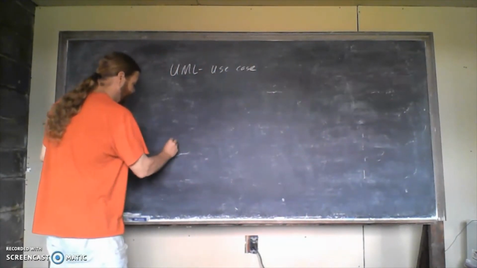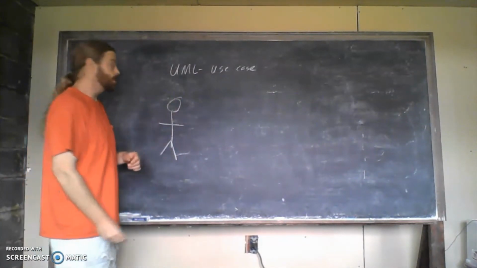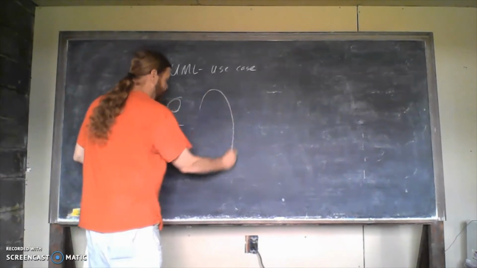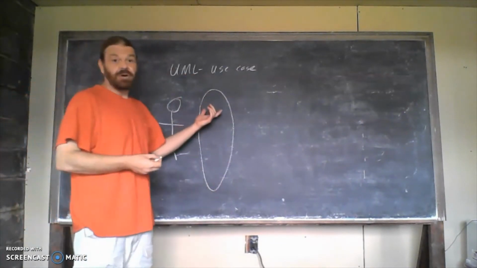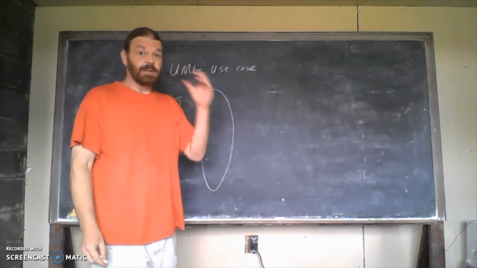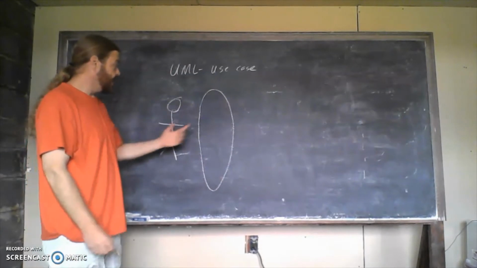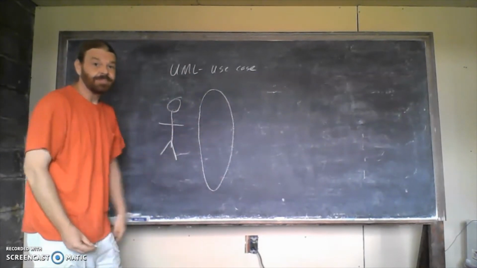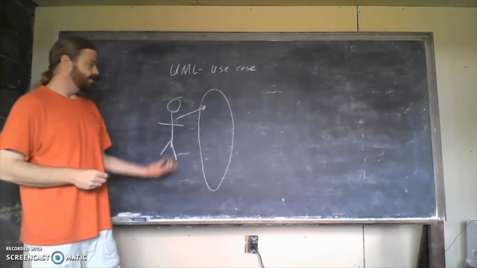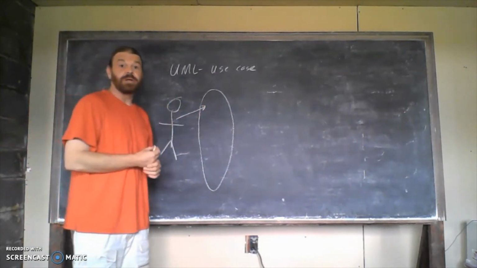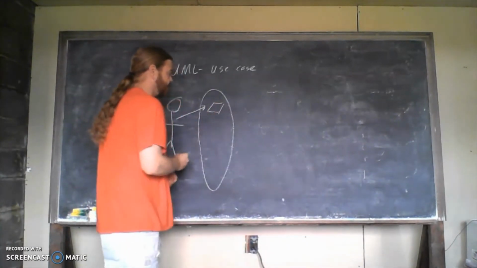So a use case is the picture that shows our user. So stick name for our user, and then whatever IT device we're looking at. It might be software, it might be a single device, it might be a combination of things, but the IT part and the user part. And, well, whatever we have, it's probably going to get some input from the user. Some sort of input coming in from the user.